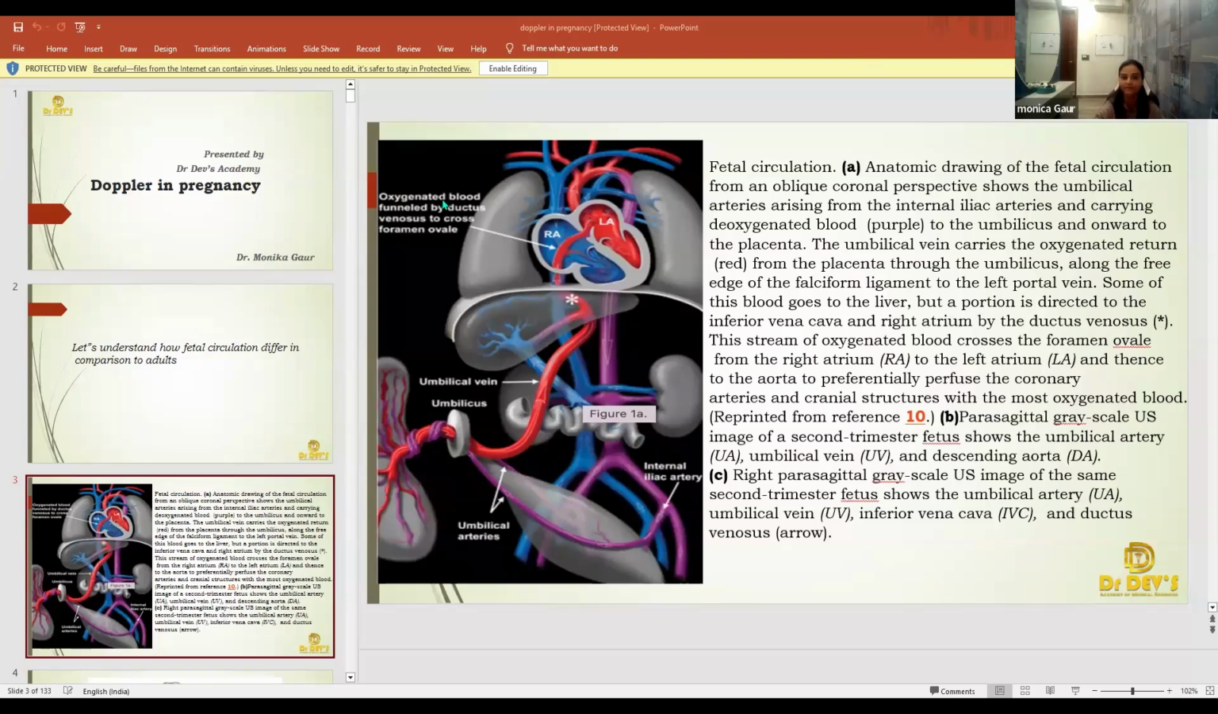Now this shunt is called the foramen ovale, which is patent, and is closed in adults or after birth, but while the fetus is inside the womb, it is patent. Now, some oxygenated blood went from the right atrium to the left atrium. This is clear. But what about the blood which is there in the right ventricle? Through the right ventricle, it goes to the pulmonary artery. It leaves the right ventricle.